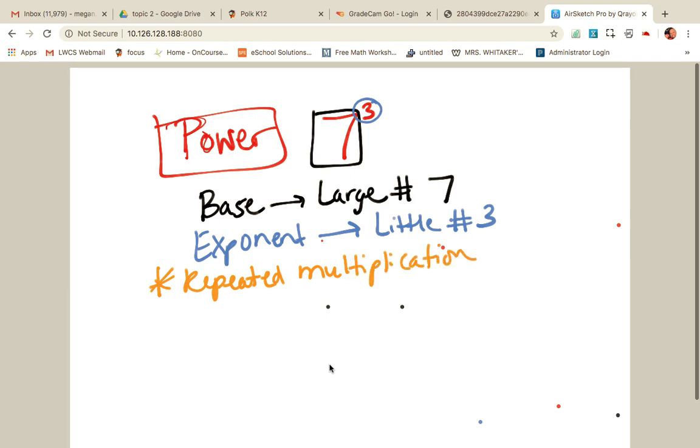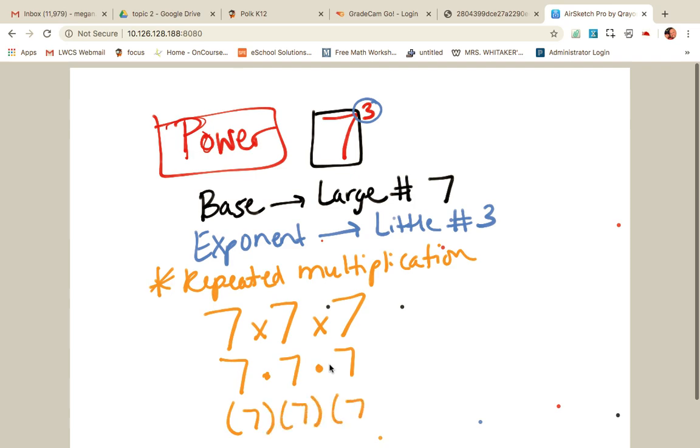So in this case we would take the 7, because that's the large number, that's the base. We start with that base, and the exponent tells us how many times we're writing that base. Again, we're doing repeated multiplication. You might see it written like this, with decimals, or with parentheses, but all of these show we're doing repeated multiplication. So it is not 21. That's usually the biggest mistake students make.